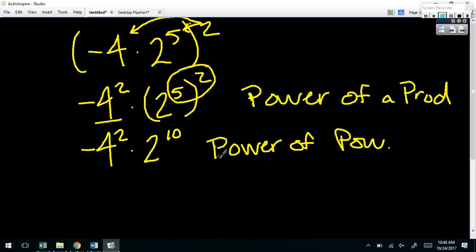Now, do we do product of a power here? Can you do product of a power here? No, they don't have the same base. Absolutely. So I stop there. It's simplified. So that's it. So it's just power of the product?